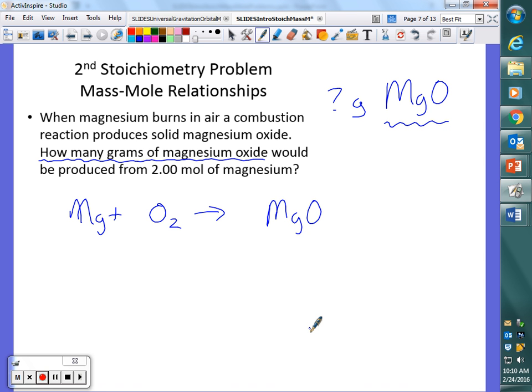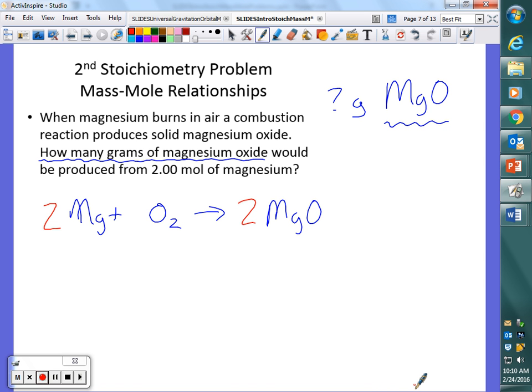Coefficients, right? So, balance that equation using coefficients. It's not real tough, especially seeing as how you did this in lab last week. It looks like this. Yeah? All right, good so far.